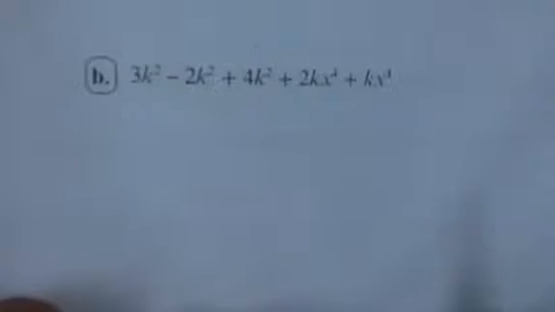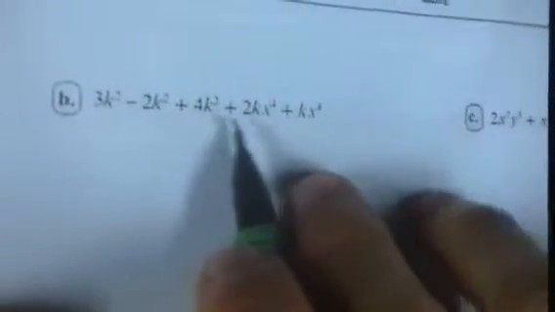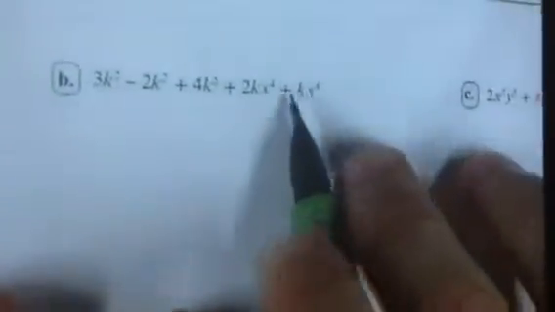Alright, let's go here. I've got 2k squared minus 3k squared minus 2k squared plus 4k squared plus 2kx to the fourth plus kx to the fourth. So again, I'm going to underline everything that is a like term and then box in the other parts that are like terms. That's one strategy to help you keep track of all of your like terms.